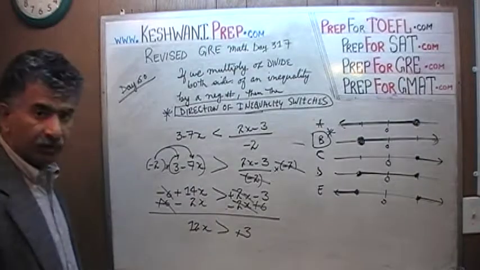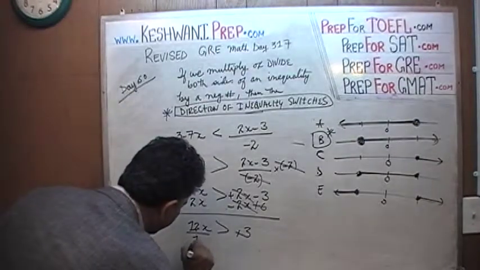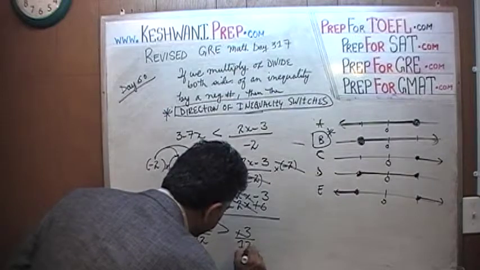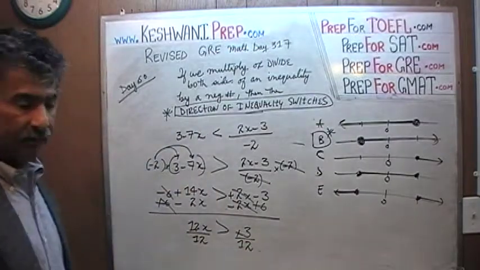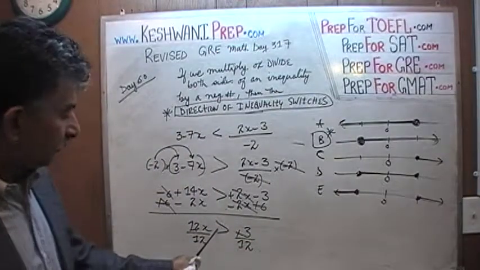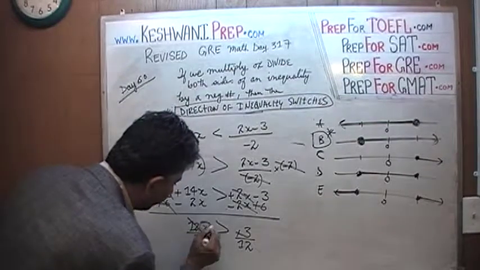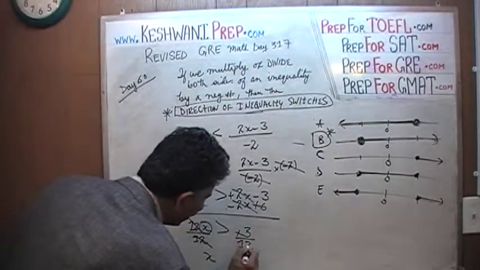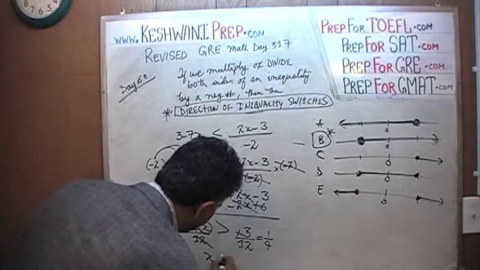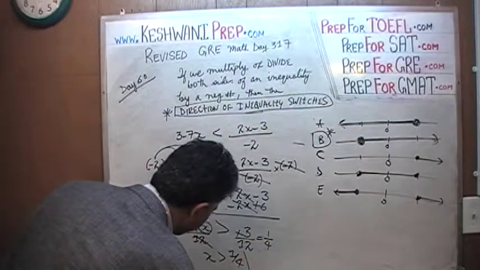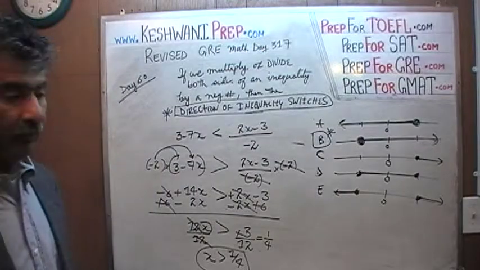We have to get rid of this 12 here. Let's divide both sides by 12. Since we're dividing by a positive number, the direction of the inequality is not going to switch. That drops out the 12, and here we are left with x. x is more than 3 over 12, which is 1/4. So x is more than 1/4.